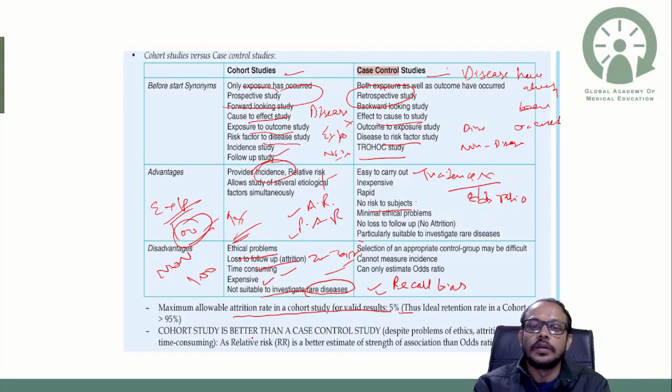Cohort study is always better because it carries direct supervision, not on memory. So you can find the incidence as well as relative risk, attributable risk as well, which is a very good estimate of risk than the odds ratio.